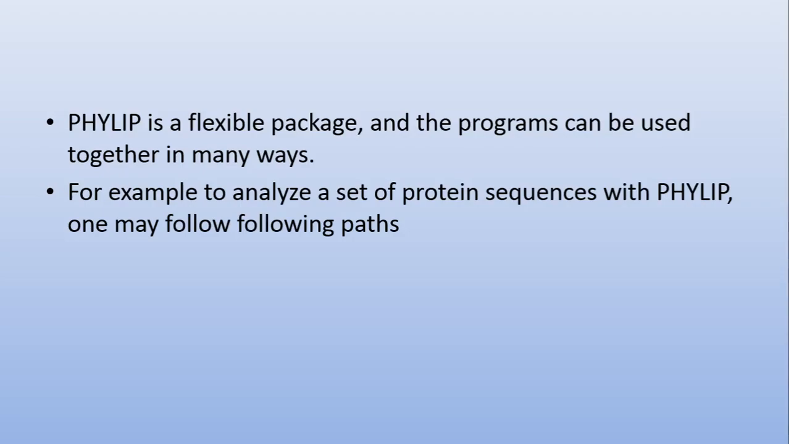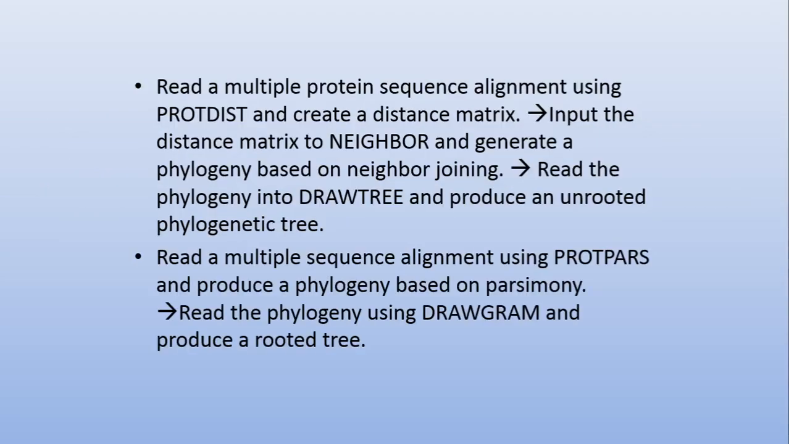For example, to analyze a set of protein sequences with Phylip, one may follow one of multiple paths. One path is that you begin with a protein sequence alignment, use protdist and create a distance matrix. Once you have this distance matrix, you can input it into neighbor and generate a phylogeny based on neighbor joining, right? Then you can read the output of this neighbor program into drawtree and produce an unrooted tree, right?